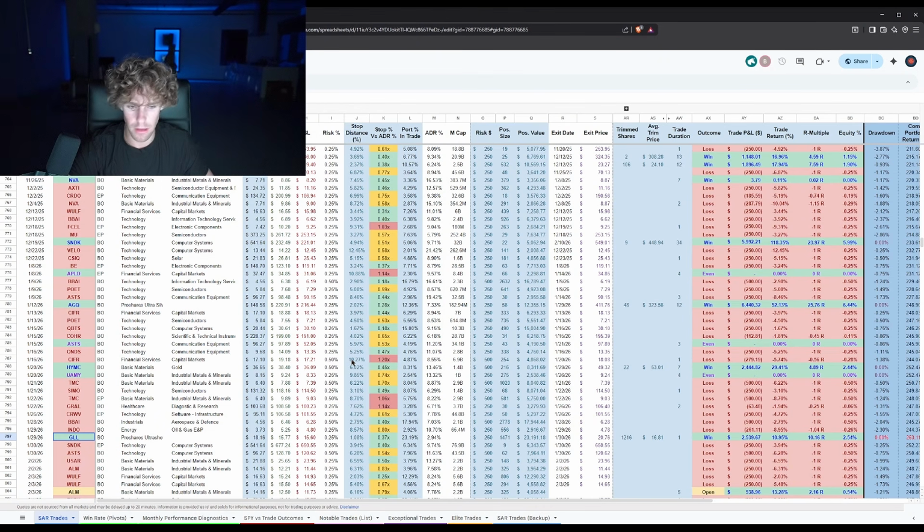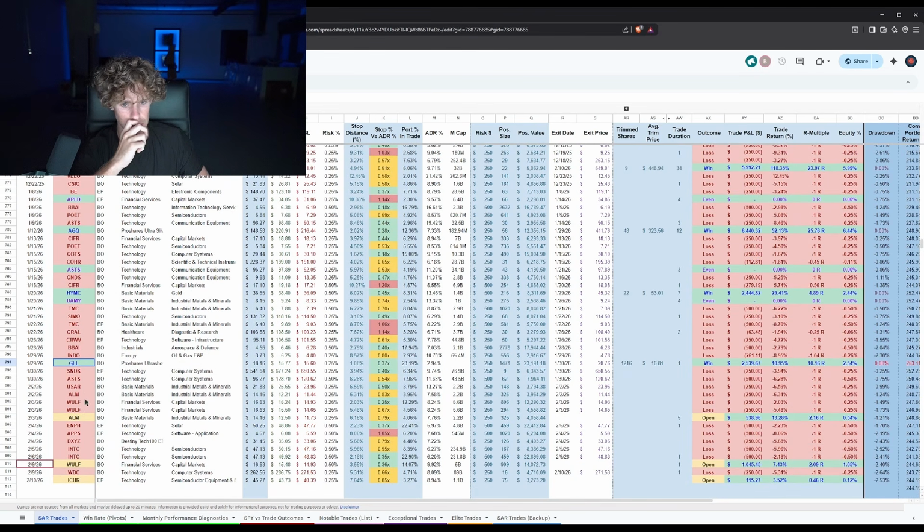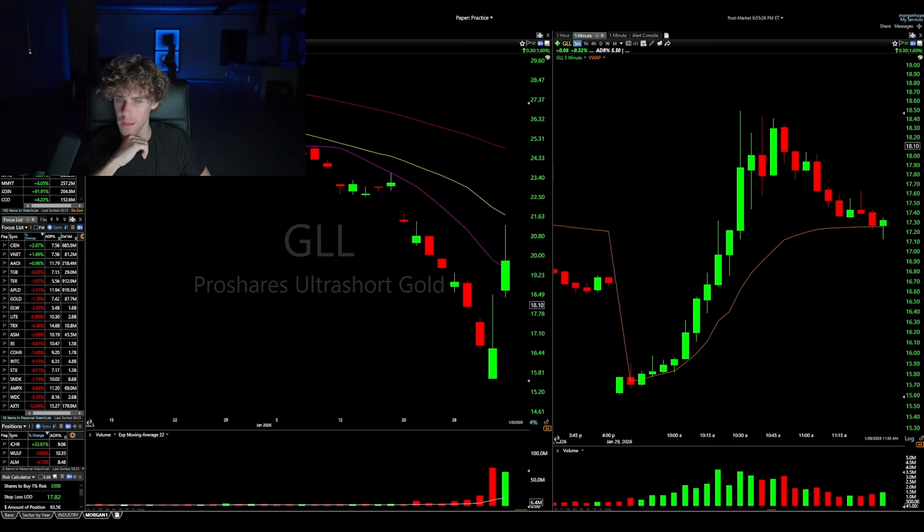All right, so GLL, I bought it there. What is our multiple on our risk? 10.6 or 10.16 times our risk. So that's a really, really solid trade. Cannot be upset about that.